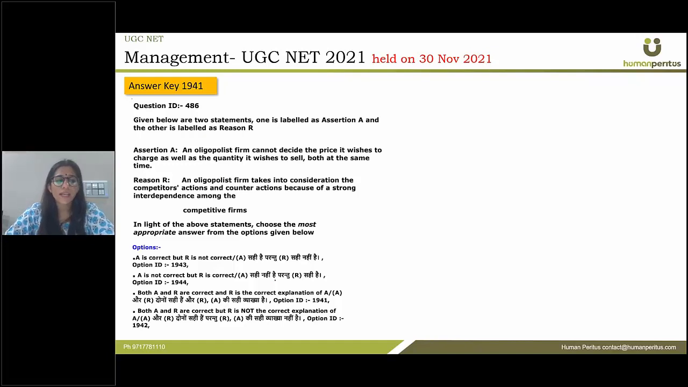Absolutely true. See, oligopolistic firms basically are the most realistic kind of markets. All right. Few dominant sellers here try to sell homogeneous or differentiated products, but they always take into consideration the rivals' actions. For setting up any price or for introducing any product in the market, they always take into consideration their competitors' actions. So the assertion given and the reason given both are correct, and the reason is absolutely the correct explanation for this. So 1941 comes out to be the correct answer for this.